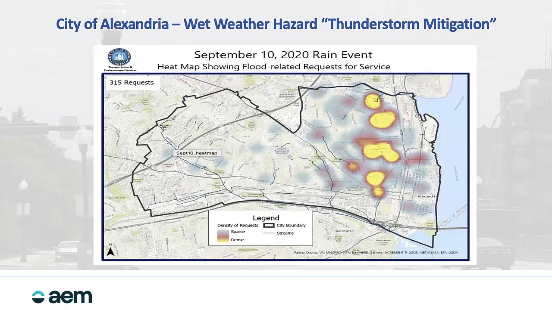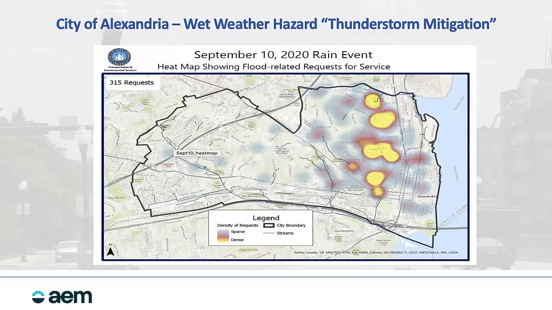Over the past 14 months, Alexandria has actually had three storms that have significantly passed the 10-year mark. I think for Alexandria, their 10-year storm event is a storm that drops a little over 2.25 inches of rain in an hour, or a little over 4.75 inches for a 24-hour period.